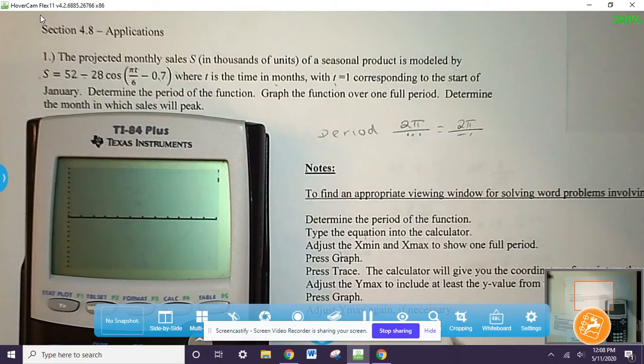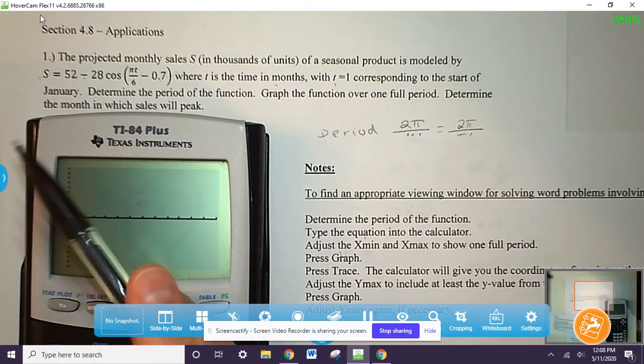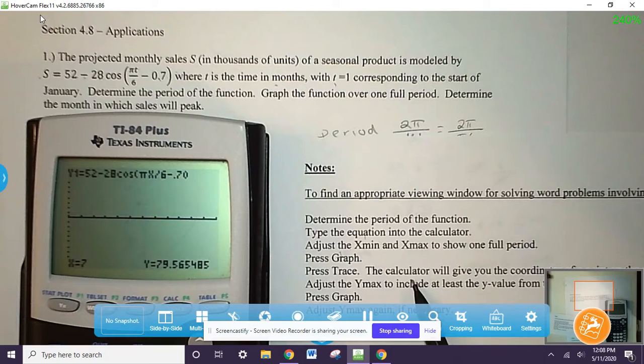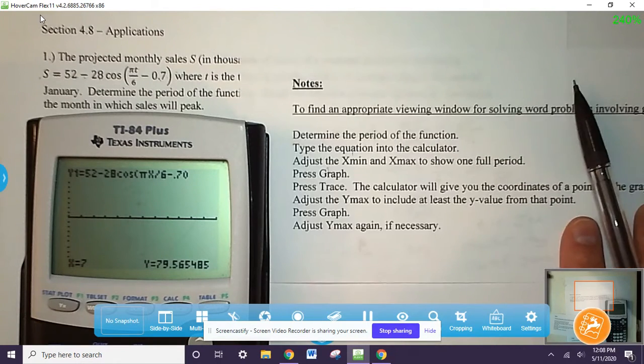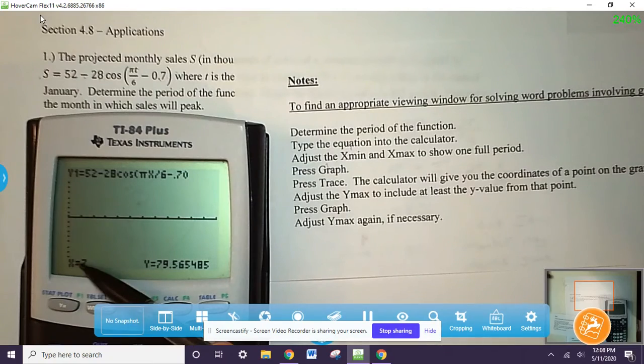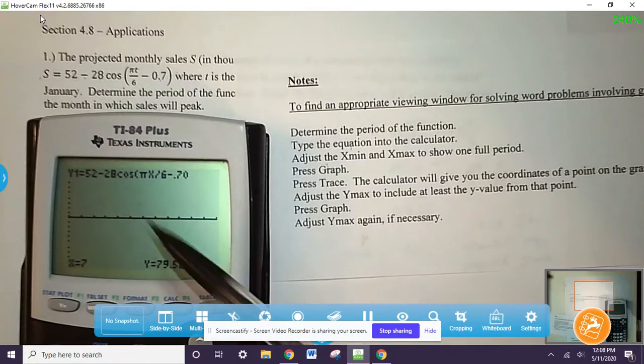And often you won't see anything at this stage because the graph probably is not going to be in this viewing window. So if we hit the trace button, this calculator will give us the coordinate of a point on the graph. So if we look, we can see that at 7, it'll always give you the midpoint. So if we're going from 1 to 13, it's going to give you the middle. So it's 7, and it's up there at 79.